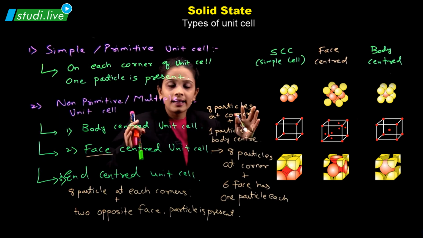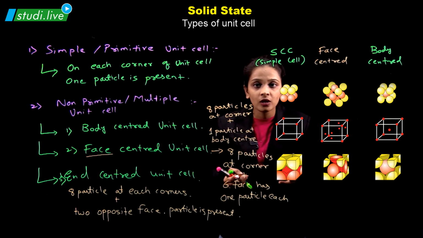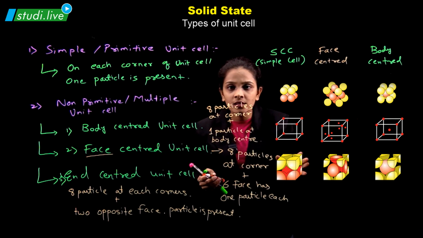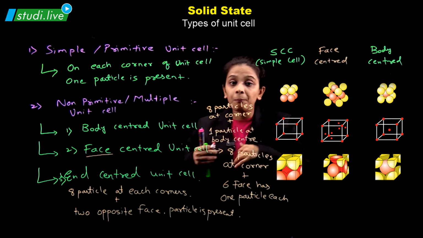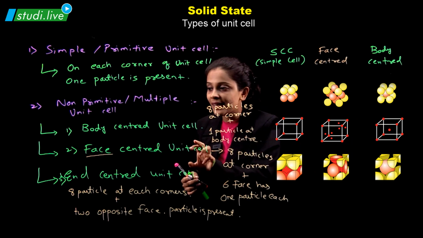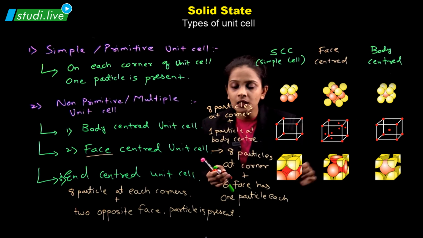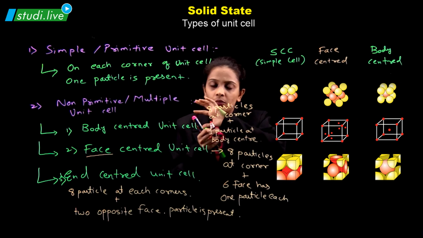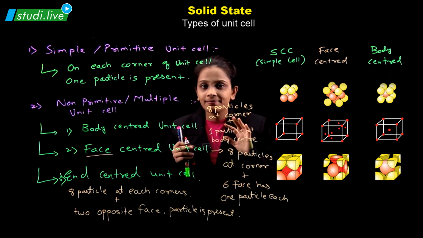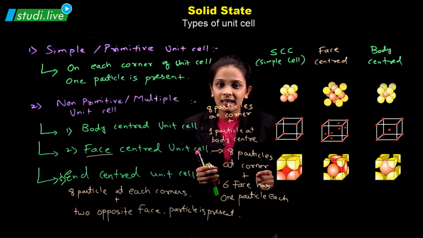Now let's revise the whole topic. We are talking about types of unit cell in this lecture. First is simple, 8 particles on 8 corners. Non-primitive multiple: apart from the 8 corners, body center, one particle in the center; face center, 6 particles on the 6 face centers; this is face center. End center, with the corners, just 2 opposite faces. That's it. Yes, so this was all about types of unit cell.